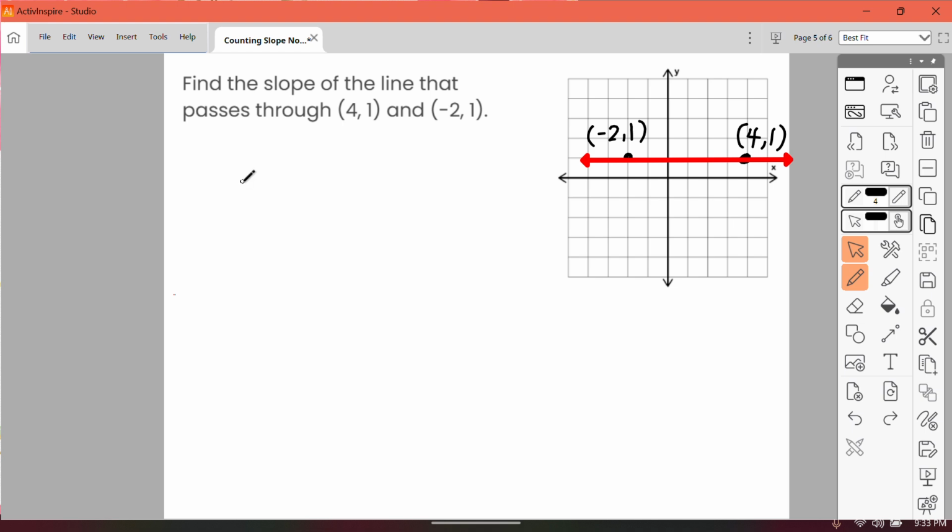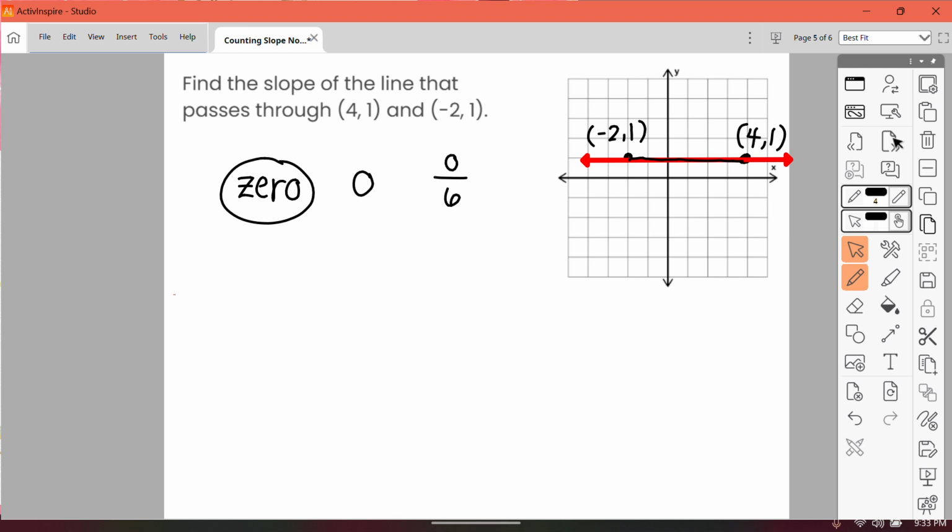Well, that line has a 0 slope. So you can write it as the word, you can write it as the number, you could even write it as a fraction. Your rise is 0, and then your run would be 1, 2, 3, 4, 5, 6. So you could say 0 over 6, but at the end of the day, your slope is just 0 on this one.